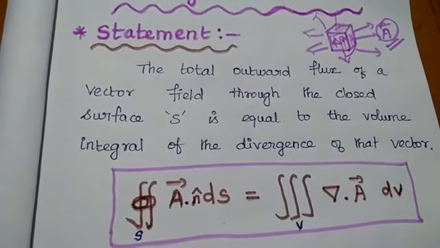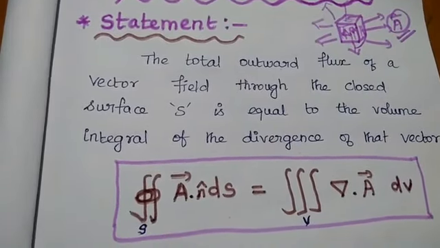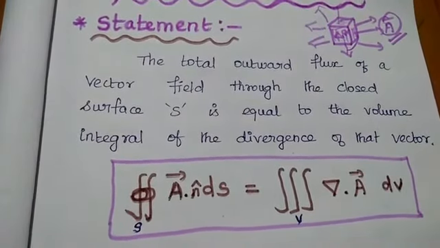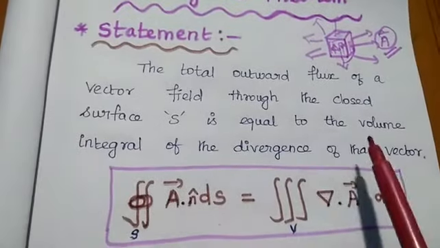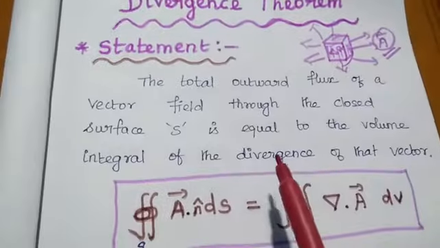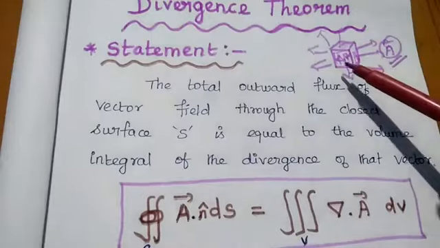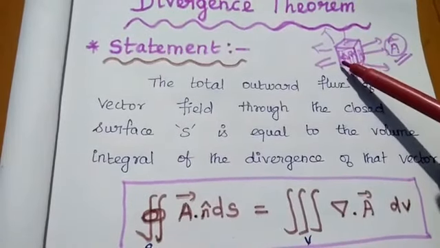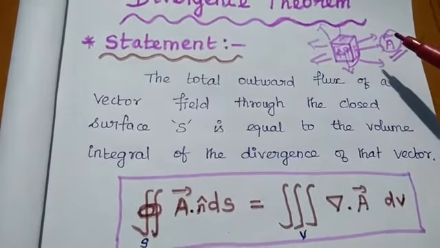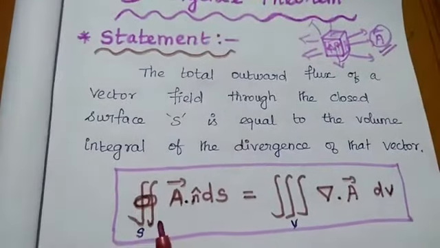The divergence theorem states that the total outward flux of a vector field through any closed surface is equal to the volume integral of the divergence of that vector. Divergence means what? It is the measure of the quantity of flux emanating from the region. So here it is a volume. From that volume, how much flux is getting generated towards the surface. That is the concept.